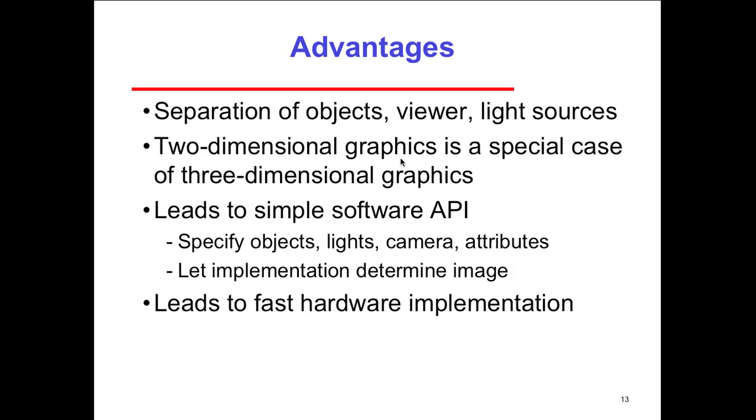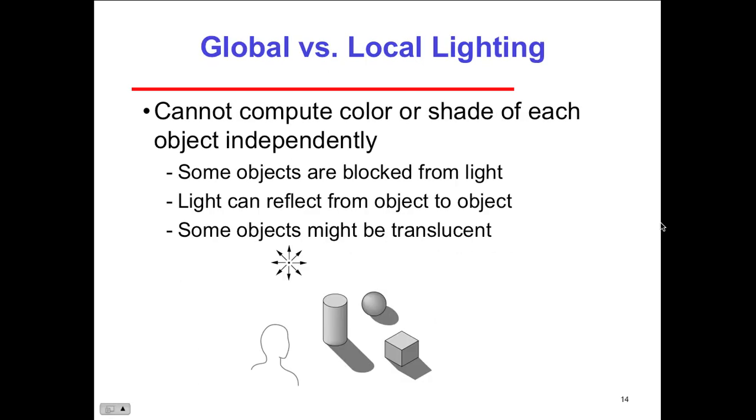So you can specify objects like camera attributes, let the implementation determine the image, which leads to fast hardware implementation and utilizes a better optimization of the algorithms and the techniques that work directly with the hardware.